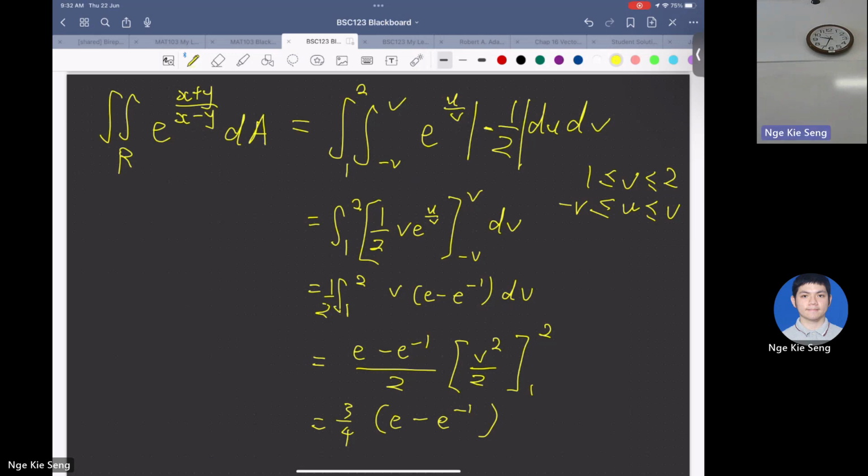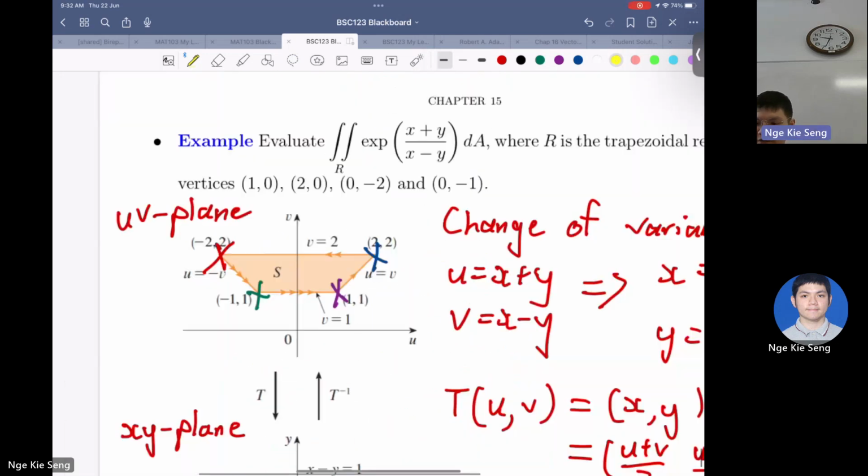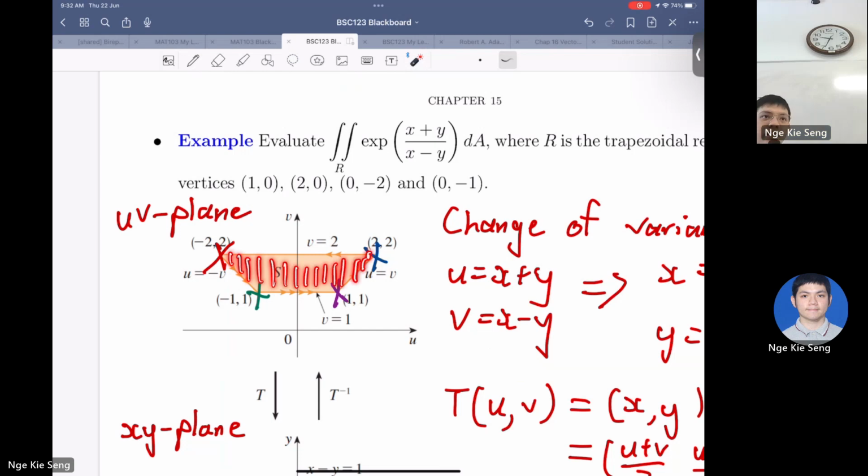What if I change the order? If I change to dv du, what happens? Can or not? Yeah, so you need to do 3 parts, right? Because if I cut at u equals minus 1 and u equals 1, you can see that the top and bottom are controlled by different graphs. So you might need to cut into parts.